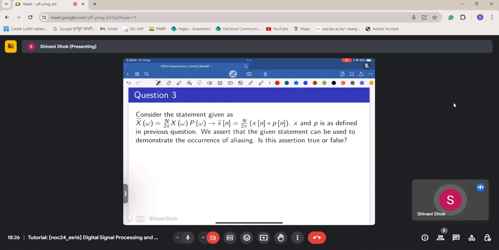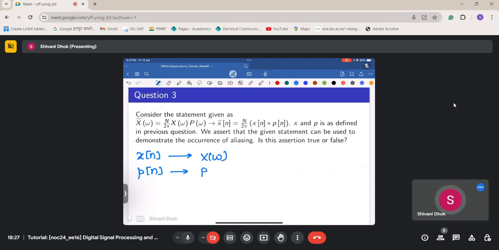Okay, so consider the statement given below. X tilde of omega is n by 2 pi X of omega into P of omega, and it gives us x tilde of n, which is equal to n by 2 pi into the convolution of x of n and p of n, where x and p are as defined in the previous question. P of n is defined in the previous question. There was no x of n, so we had some x of n. This has a DTFT as X of omega.